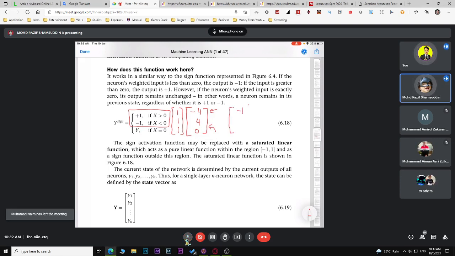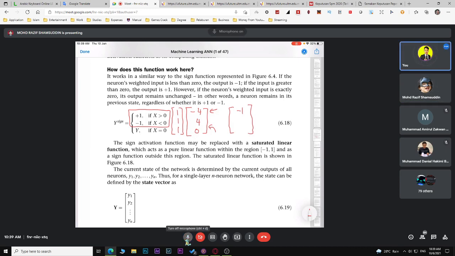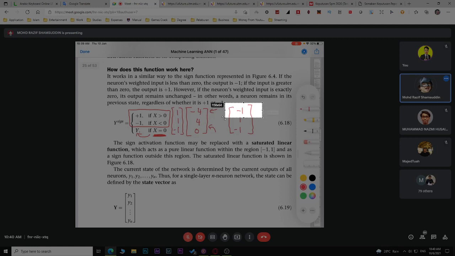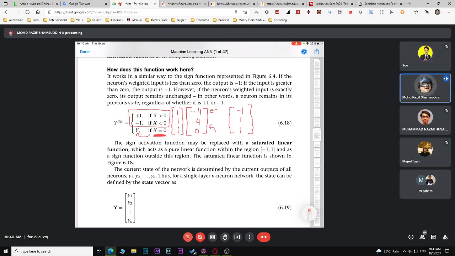Negative 1. Okay, 4 becomes? 1. 1. 0 becomes? Stay the same. 0. Stay the same, alright. 0 ni dia kata kat sini, kalau X dia 0, dia akan stay the same. Maknanya kalau sini negatif, sini pun mesti negatif. But in our case, it's a positive 1. So kita ambil je, jadi positive 1.